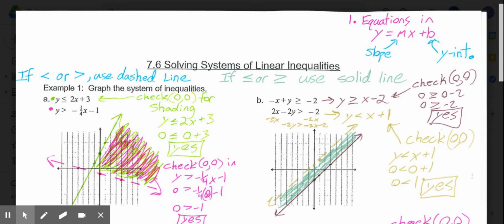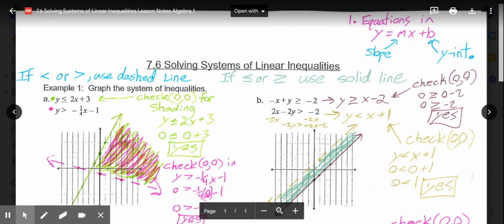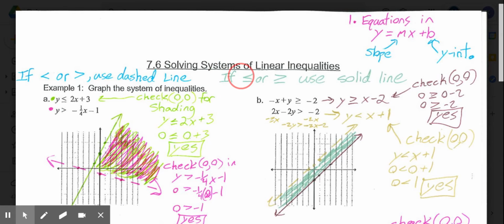Then just a couple general reminders right here at the top of our notes. From the last time that we graphed inequalities, you want to keep in mind that if we have just less than or greater than, you'll end up using a dashed line. If it's less than or equal to or greater than or equal to, you use a solid line.